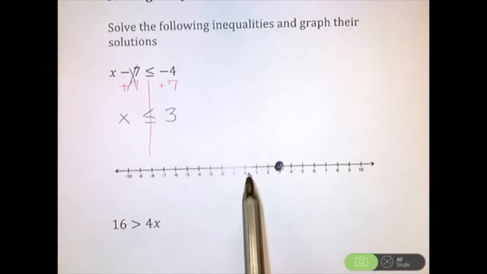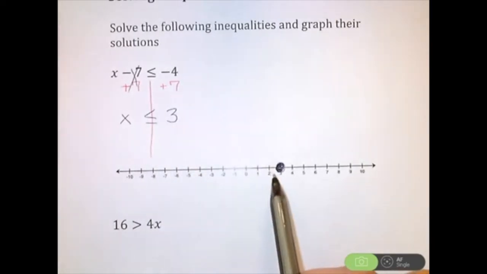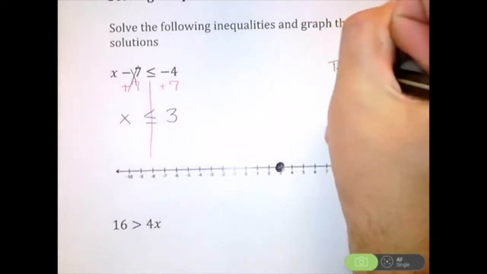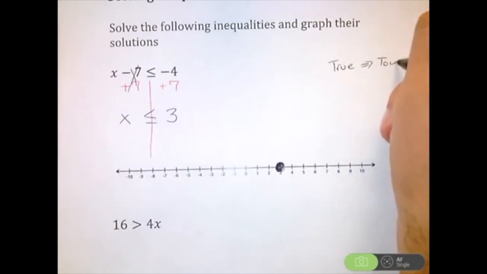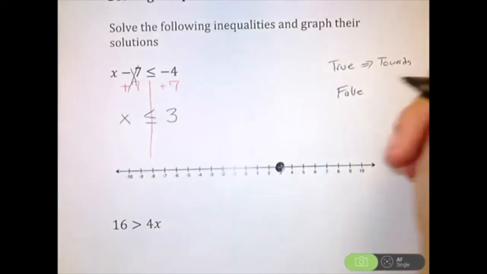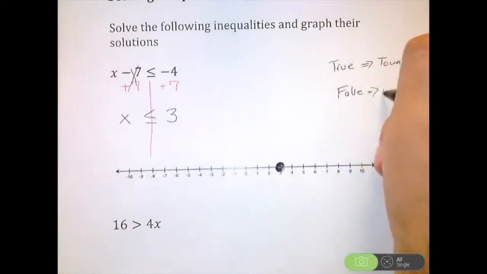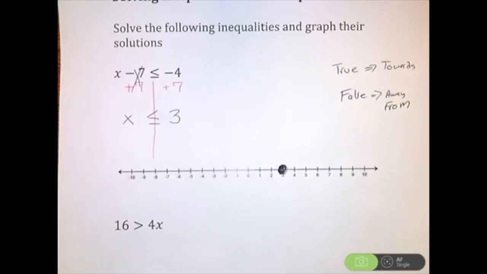The way to do that is plug 0 into the inequality. If the inequality is true, shade towards 0. If it's false, we're going to go away from 0. So true, we're going to go towards 0. False, we're going to go away from.